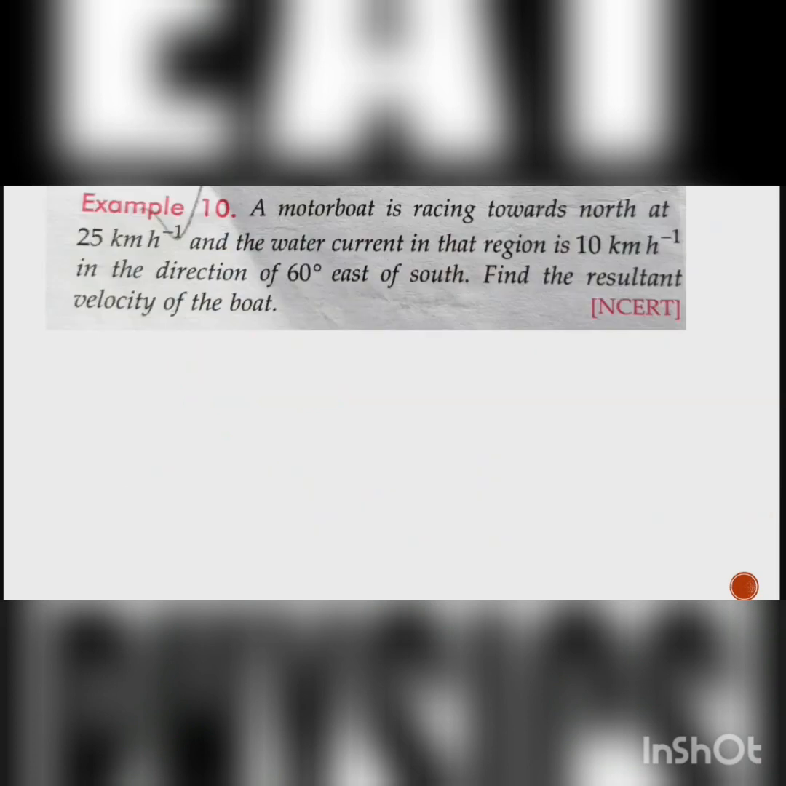So look at the next question. A motorboat is racing towards north at 25 km per hour and the water current in that region is 10 km per hour. So the motorboat is trying to go north with a speed of 25 km per hour. The water current in that region is 10 km per hour, in the direction of 60 degrees.